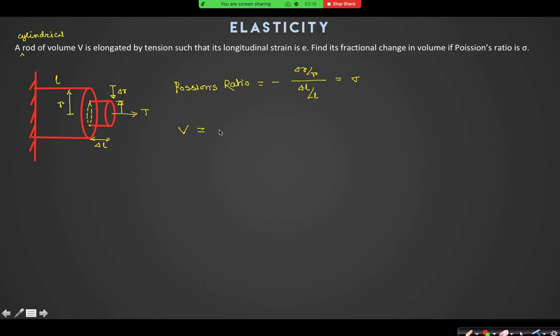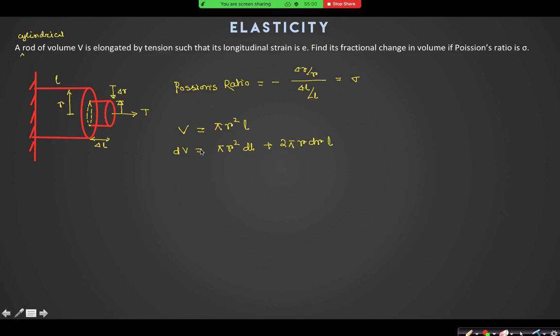Look, V is equal to pi r square L. R and L both are variable. So I will differentiate V, pi r square L. If I differentiate it, first I will take R to be a constant. So pi r square into dl. Then I will take L to be a constant. So it is 2 pi r dr into L. Right? Actually, I have done a partial differentiation and I have added both of them.